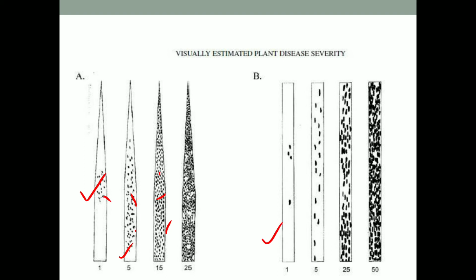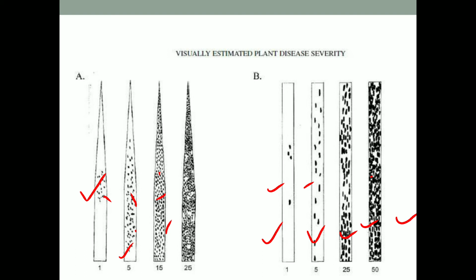Here in the second picture, the same thing happens, that is as the size and the number of spots increases from first, second, third and fourth, the disease intensity also increases. That means depending on the number of lesions and size of the lesions, intensity of disease increases and it is also measured in a percentage.